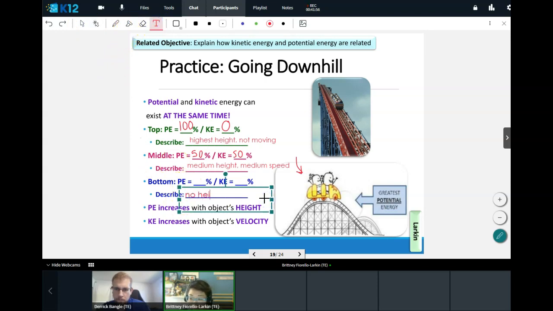Now at the bottom of our roller coaster, again, we no longer have any height, right? So we have no height, and we're moving at our fastest possible speed. So what type of energy is this? All potential, all kinetic, or both? If we have no height left, but we're moving at our fastest possible speed, is that all potential, all kinetic, or both? Thank you, Noah, Angelina, Kaden.